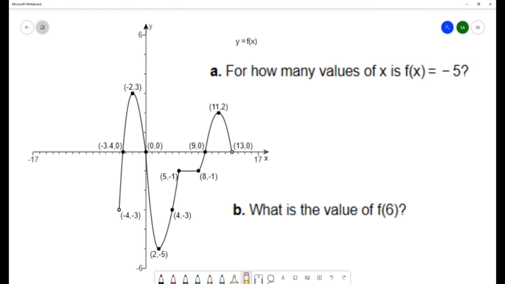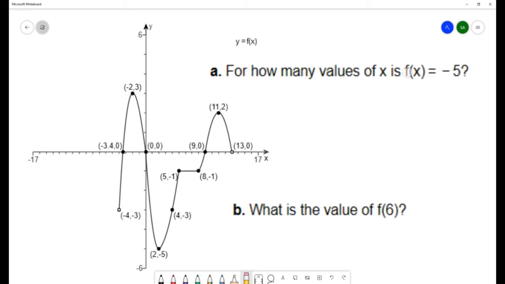So on this question, we have a picture of a graph, and it's labeled right here. The graph is labeled as a function, y equals f of x. And we have two questions related to this picture. The first one says, for how many values of x is f of x equal to -5?